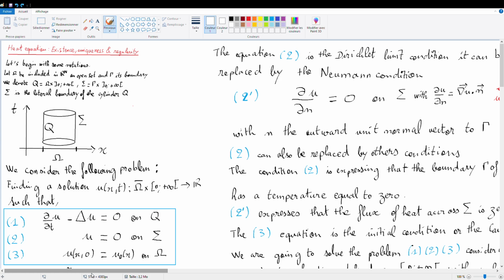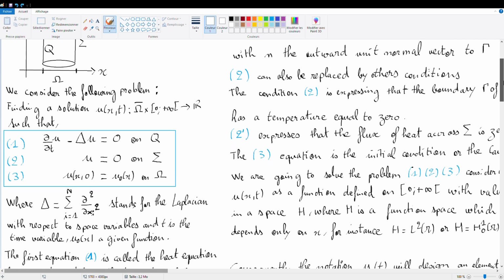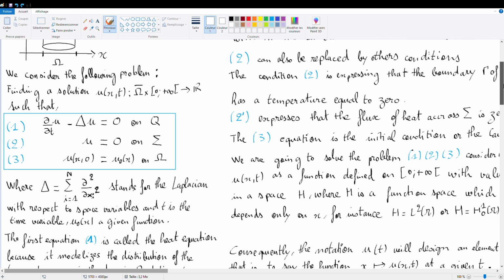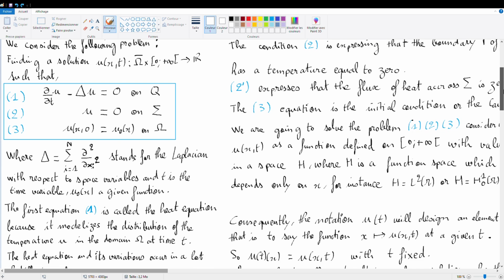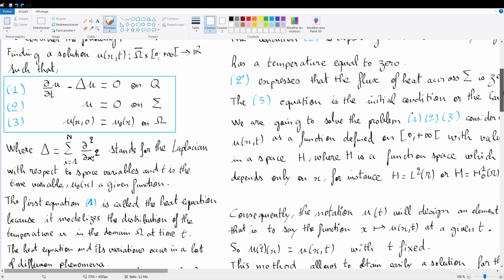We denote Q equals omega times 0 plus infinity and sigma equals gamma times 0 plus infinity. Sigma is the lateral boundary of the cylinder Q, as shown on the figure below. We consider the following problem: finding a solution u(x,t) in omega bar times 0 plus infinity going in R such that we verify the three following equations, where delta, the sum of the second partial derivatives, stands for the Laplacian with respect to space variables, t is the time variable, and u0(x) is a given function.